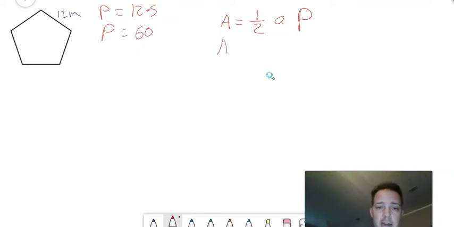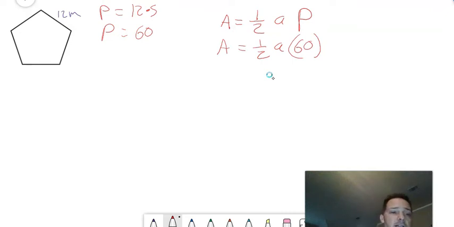So I can go ahead and plug that in. Area equals 1/2 apothem times 60. So all I need to do now is figure out the apothem. The way we can do this is draw our radii from the center of the pentagon to a couple of vertices and create an isosceles triangle. And I'm going to go ahead and draw the apothem in there so that I can figure out one of the sides of my right triangle. So if the entire side is 12, that means half of that would be 6.